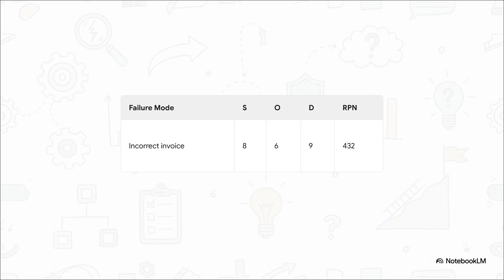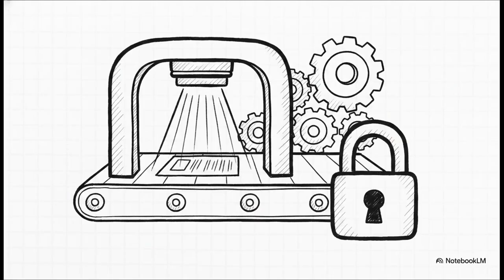Let's do the math. 8 times 6 times 9. That gives us an initial RPN of 432. That's a massive operational risk hitting us right in the face. And this is exactly where the Lean Six Sigma Black Belt steps in to engineer a solution. They implement a Poka Yoke, which is a clever mistake-proofing mechanism. They don't just send out an email telling people to work harder or pay more attention. The system itself needs to change.